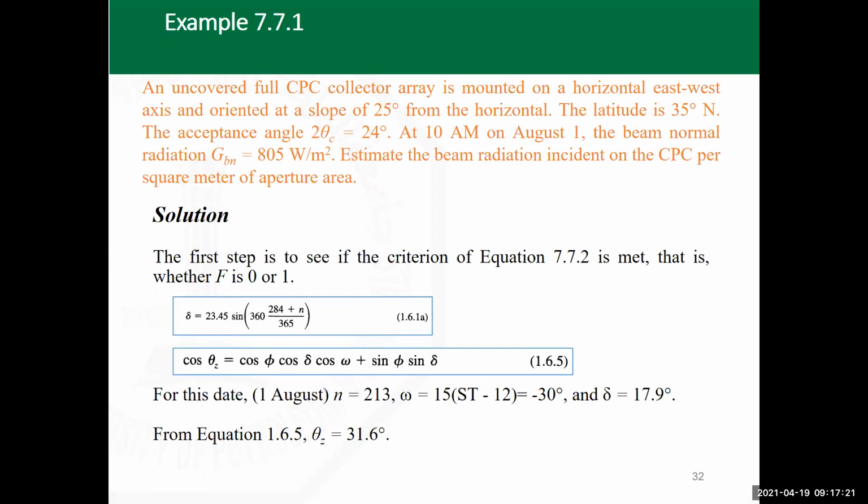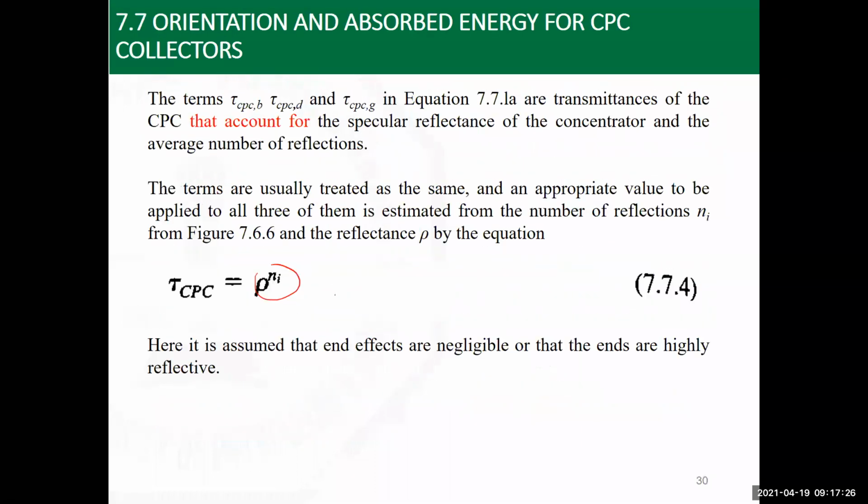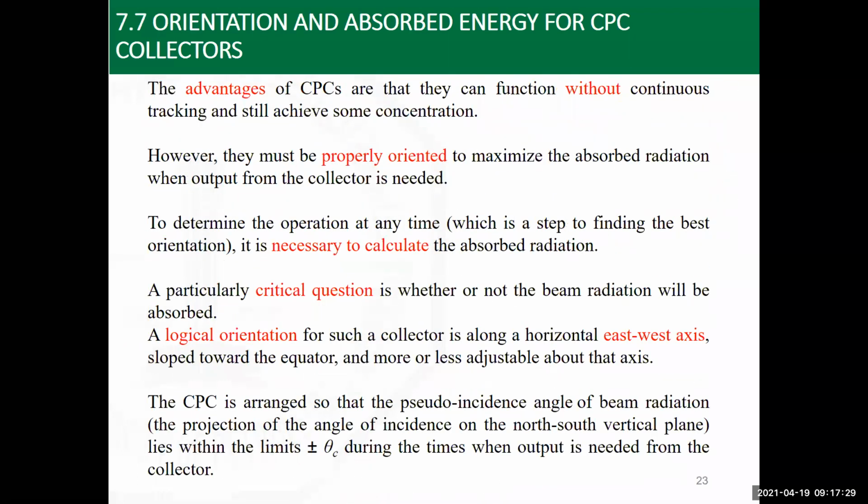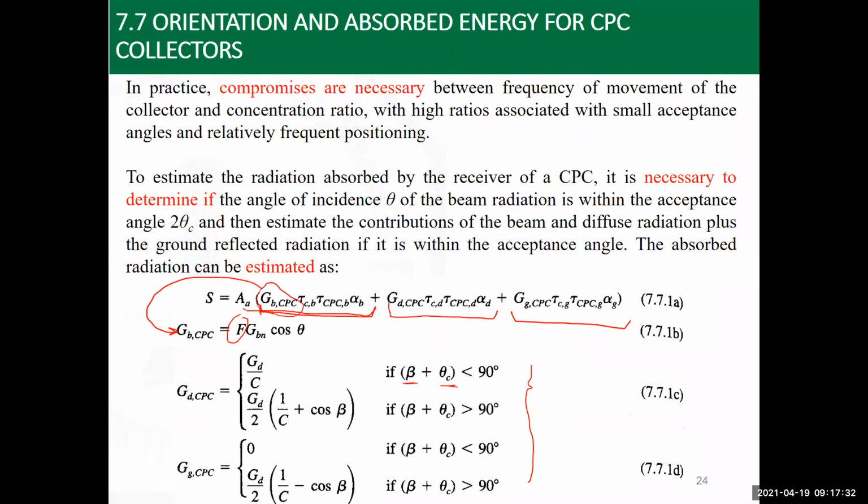The first step: the example is looking for the beam component only, which means that if you go back to the slides describing the relations, it is only the expression given by equation 771b. To get this component, we need to know the value of f. Is it 0 or 1? It depends on the criteria that we have seen earlier. The value of GBN is already given to us, and we need to get the value of cosine theta. These are the components we need in order to estimate the value of GB.